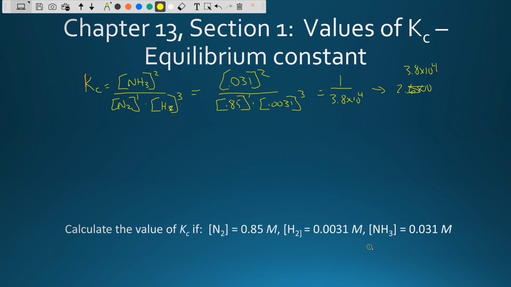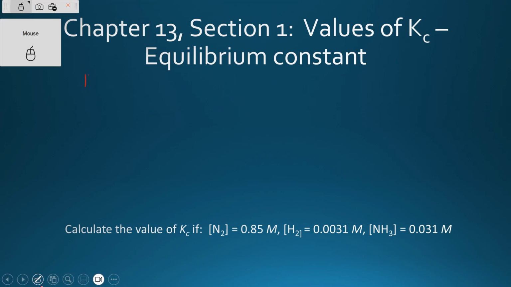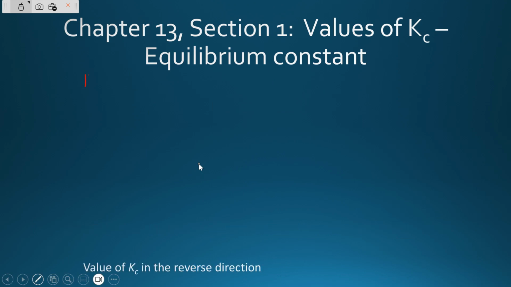So this is 38,000, and that means this reaction is going to be going this way toward the products quite readily. So very straightforward with that type of thing, and it would favor the products is how I would interpret that value. Now let's take a look at our Kc value if the reaction was going in the opposite direction.